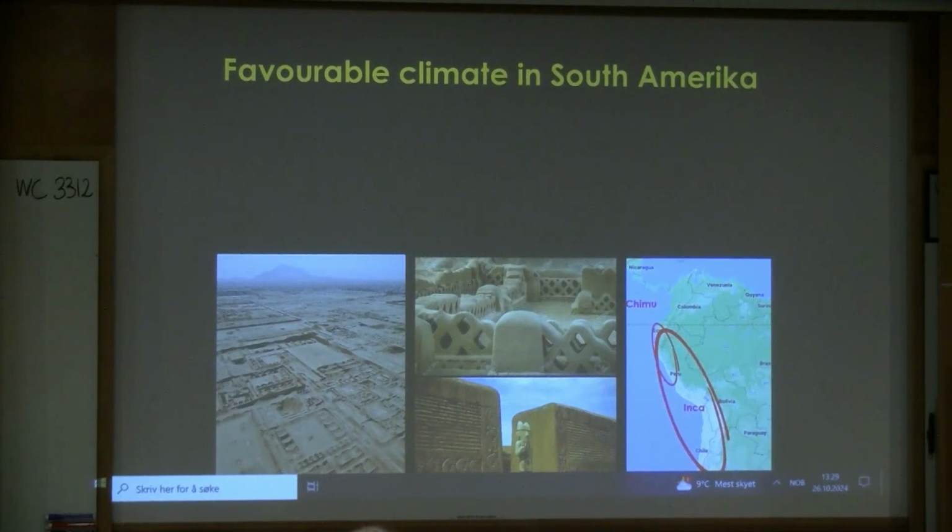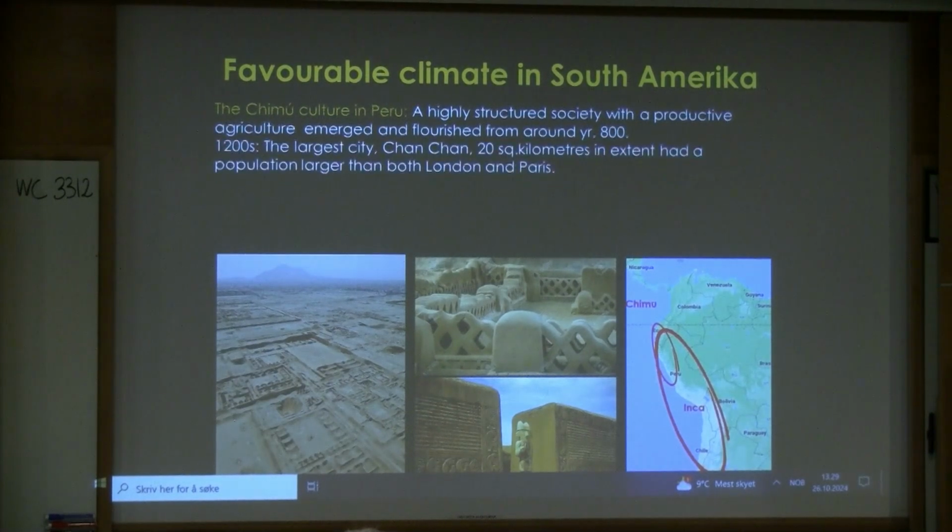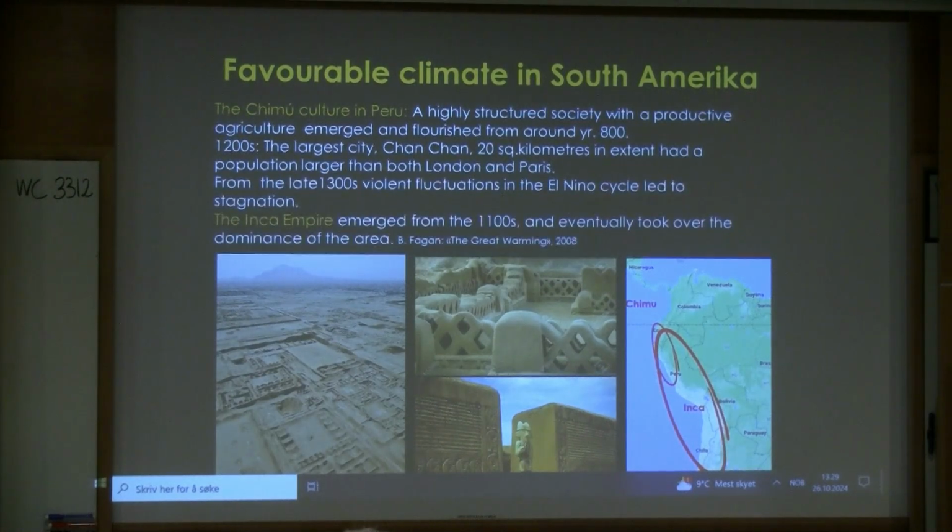There was also a favorable climate in South America during this period. The Chimu culture was a highly structured society with a productive agriculture and really large cities. And they experienced a decline from the 1300s when violent fluctuations in the El Niño cycle happened. And then the Inca Empire gradually took over the Chimu areas.